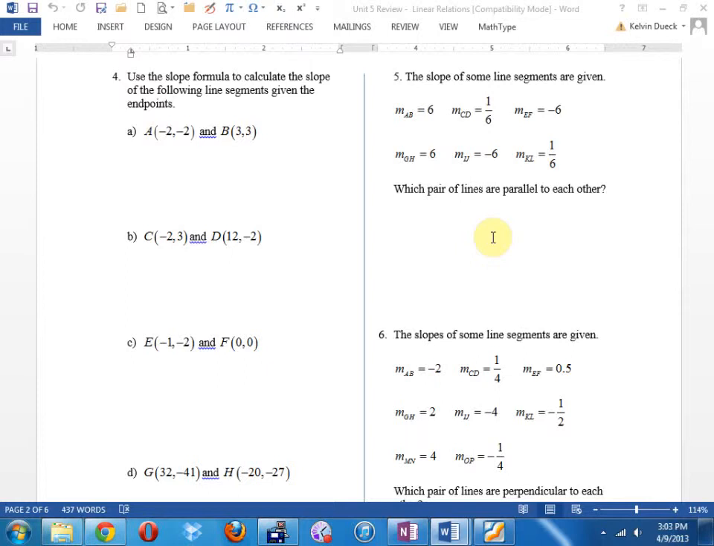What if it's not a fraction? Well, what would the perpendicular slope to negative 3 be? Positive 1 over 3, because negative 3 is a fraction. It's over 1. It's invisible.